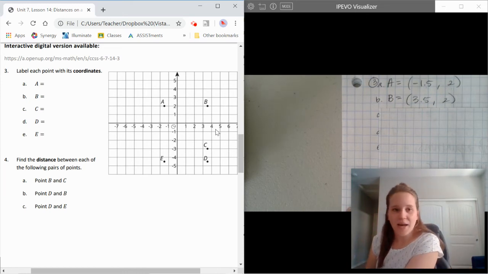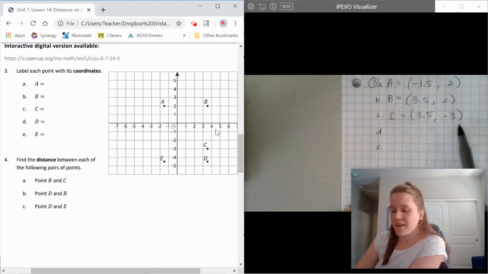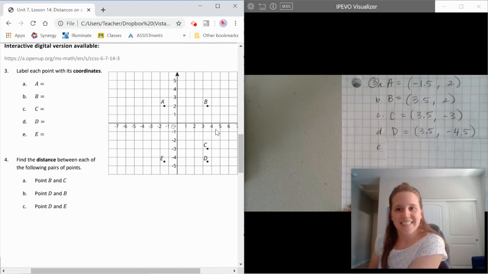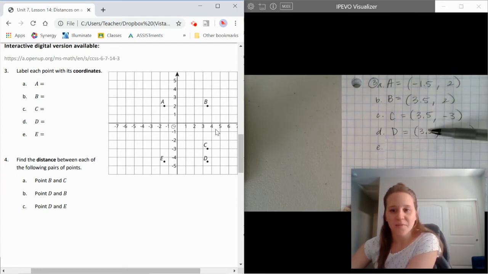Okay. Go ahead and check the order of your ordered pair for C. Triple check that you like that order. Remember, x first, y second. All right, here's my ordered pair for C. I have +3.5, -3. D, +3.5, -4.5. Notice how B and C and D all have the same x value.